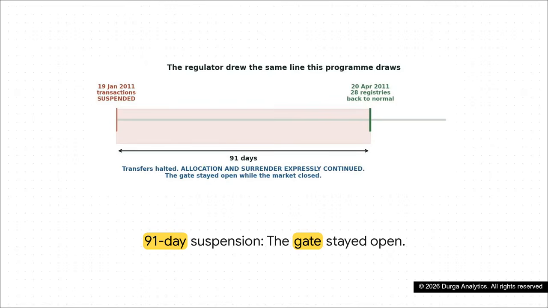After the thefts, the European Commission stepped in and halted transactions for 91 straight days. The market froze. But, and this is an absolutely massive operational detail for us, they expressly preserved allocation and surrender. So transfers between accounts stopped completely, but the compliance gate, that stayed wide open.